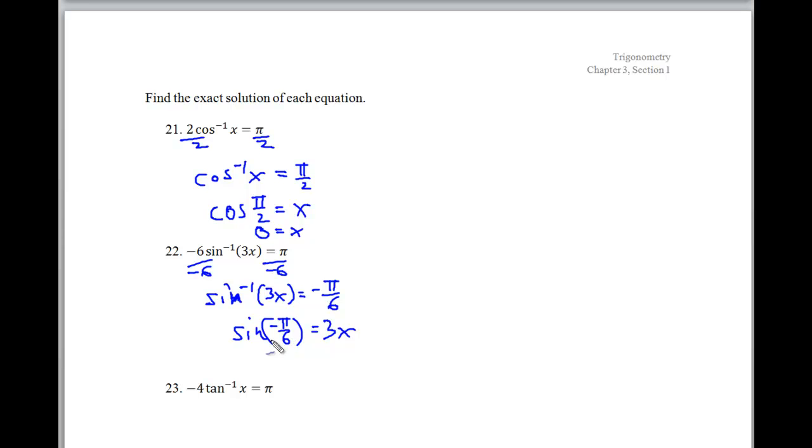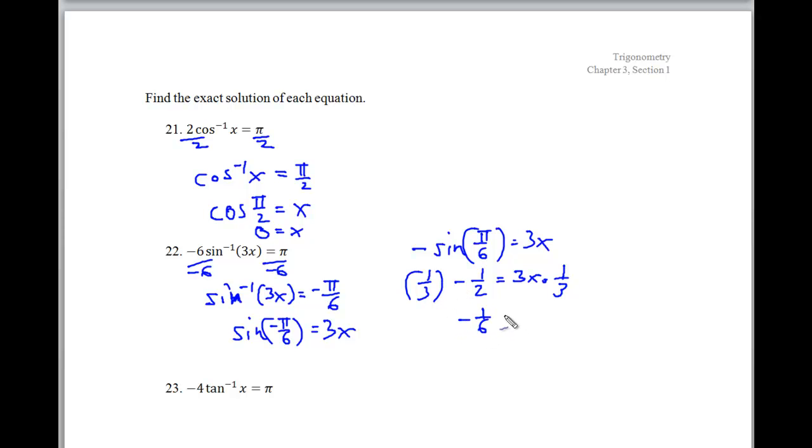Now a couple things I want to do in the next step is, because of our even-odd rules, we can pull the negative out in front of sine. So negative sine of pi over 6 is equal to 3x. And then go and look on the unit circle at sine of pi over 6. The sine of pi over 6 is going to be 1/2. But the negative in front of sine is going to bring it down, so negative 1/2 is equal to 3x. All I have to do now is get x by itself, so we divide both sides by 3, which is the same thing as multiplying by 1/3. So 1/3 times negative 1/2 is negative 1/6. And that's equal to x. So there's my answer for that.